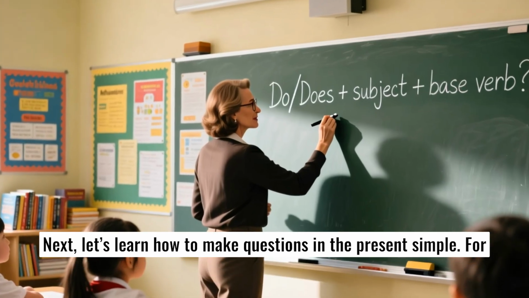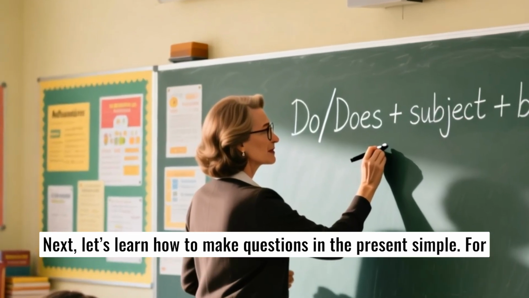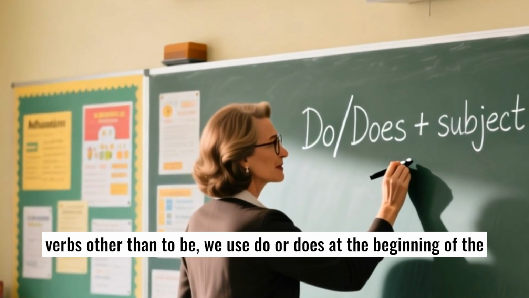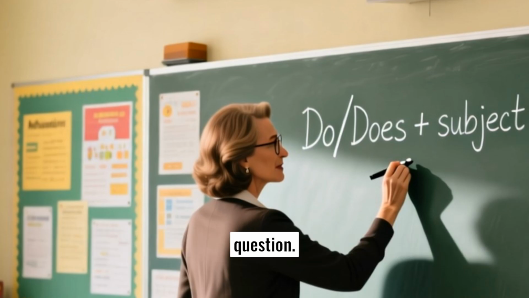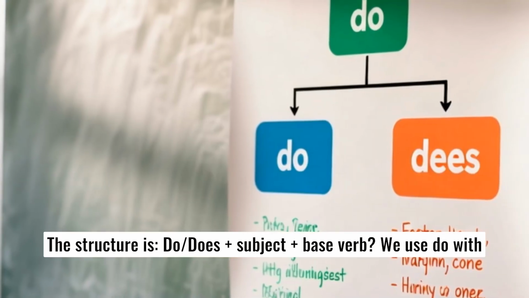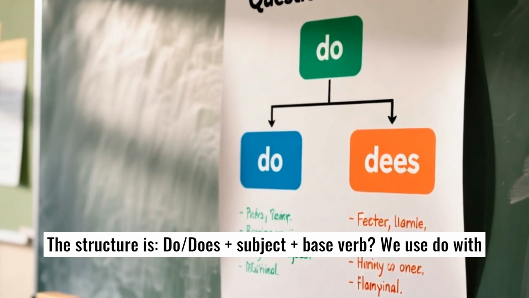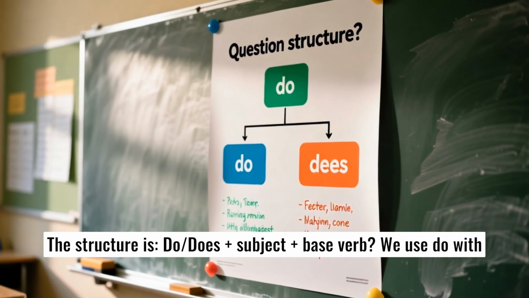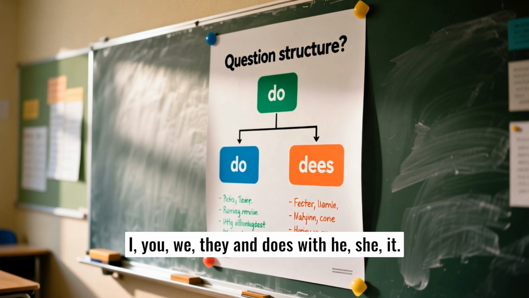Next, let's learn how to make questions in the present simple. For verbs other than to be, we use do or does at the beginning of the question. The structure is do or does plus subject plus base verb. We use do with I, you, we, they, and does with he, she, it.